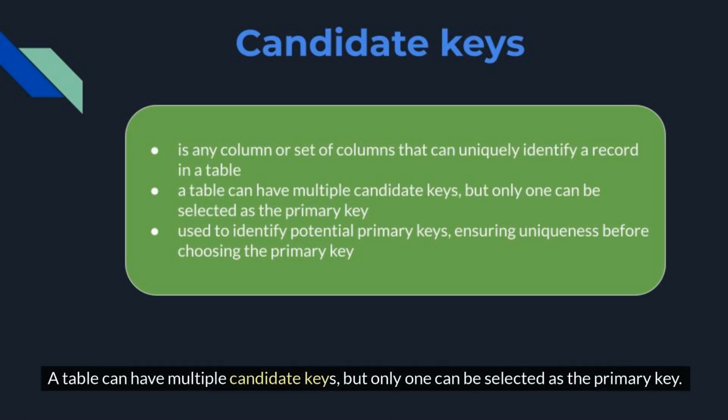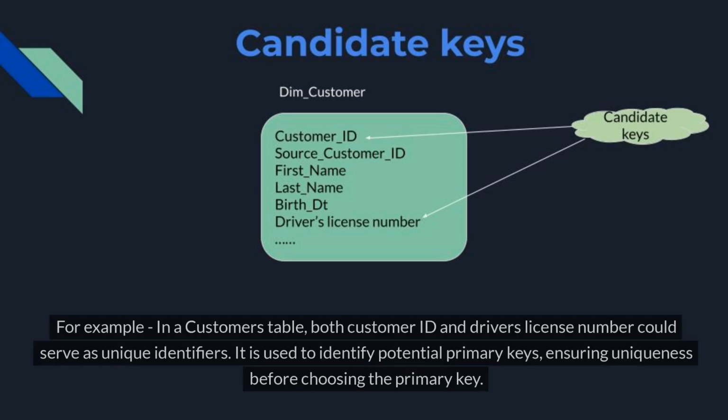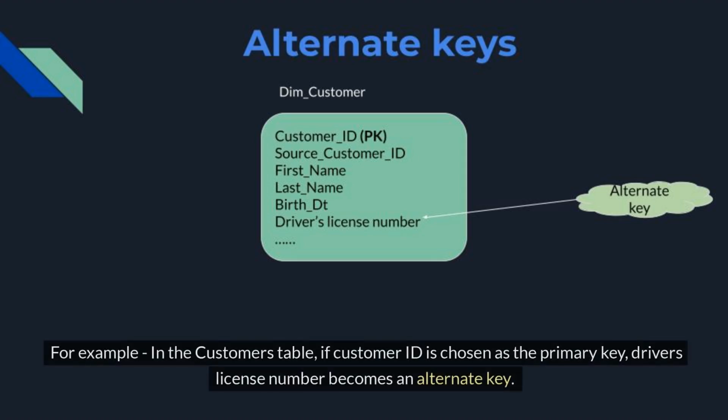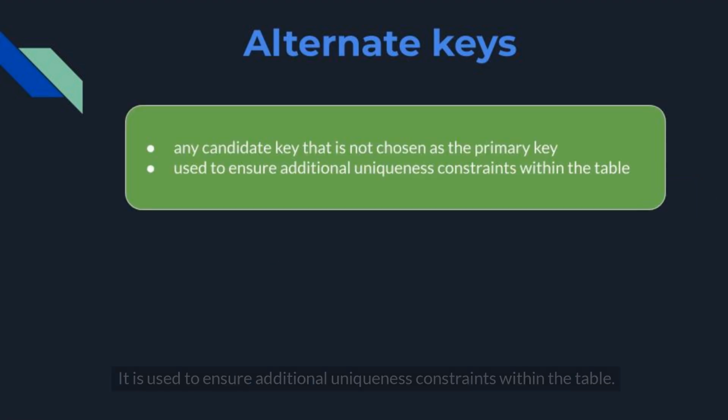A table can have multiple candidate keys, but only one can be selected as the primary key. For example, in a customer's table, both customer ID and driver's license number could serve as unique identifiers. It is used to identify potential primary keys, ensuring uniqueness before choosing the primary key. An alternate key is any candidate key that is not chosen as the primary key. For example, in the customer's table, if customer ID is chosen as the primary key, driver's license number becomes an alternate key. It is used to ensure additional uniqueness constraints within the table.